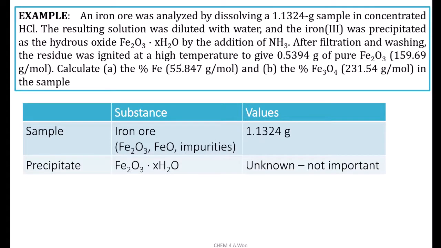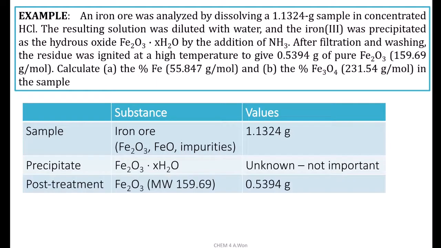Next, the precipitate. It is the hydrate of iron 3 oxide, but that is not important in this problem as well because it undergoes heat post-treatment. And the resulting mass that is measured is that of Fe2O3. Post-treatment, the analysts were able to narrow it down to one form of iron. It is purely iron 3. Now, it says here, we are supposed to calculate for two things.